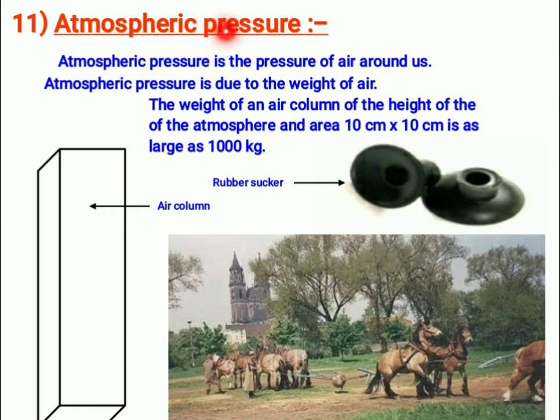See, atmospheric pressure is due to the weight of the air. The weight of an air column of the height of the atmosphere and the area 10 centimeter into 10 centimeter is as large as 1000 kg. So this is the air column they are speaking about. This is the area of the air column, that is 10 centimeter by 10 centimeter. So what is the air pressure of this air column? That is 1000 kg. Think about that.